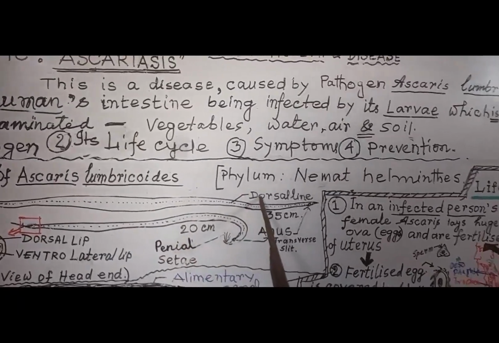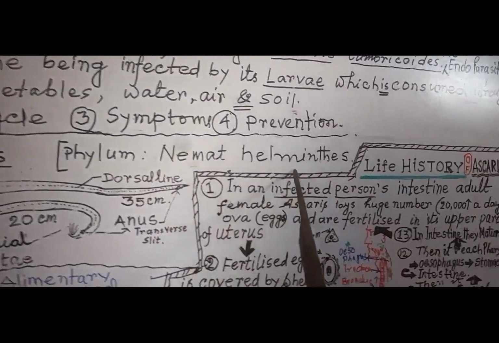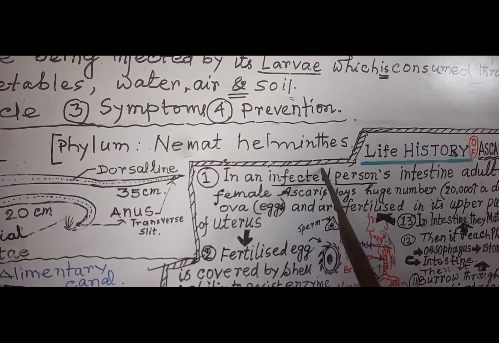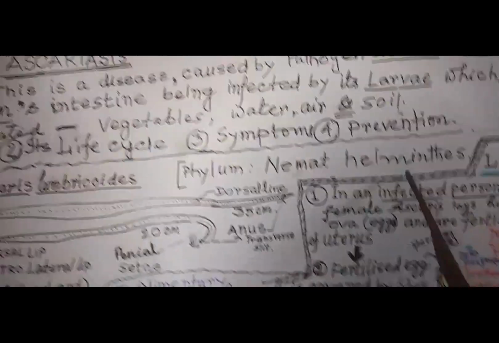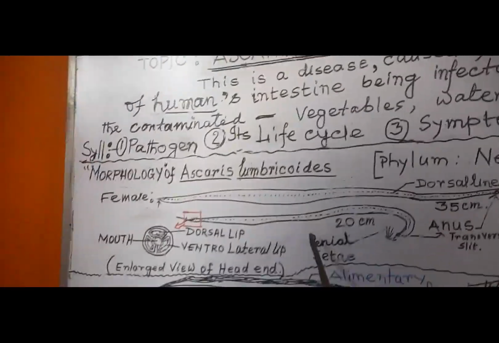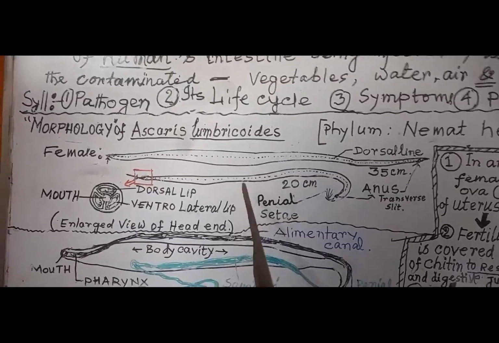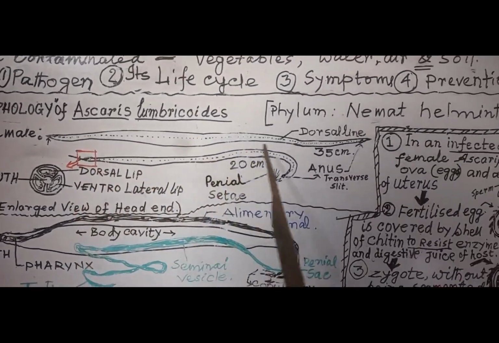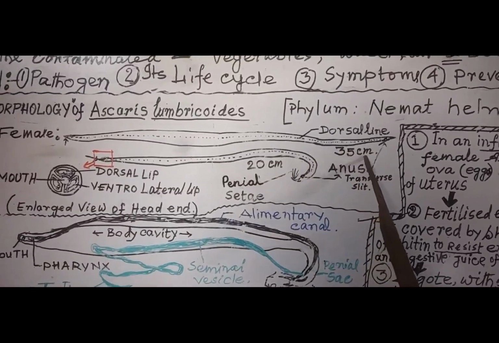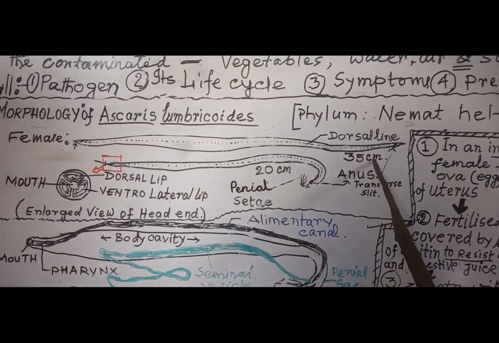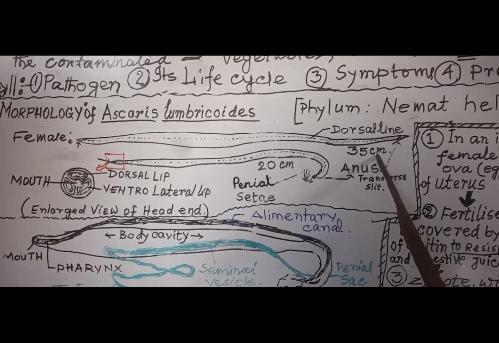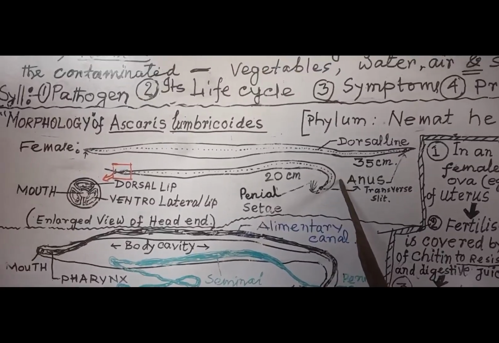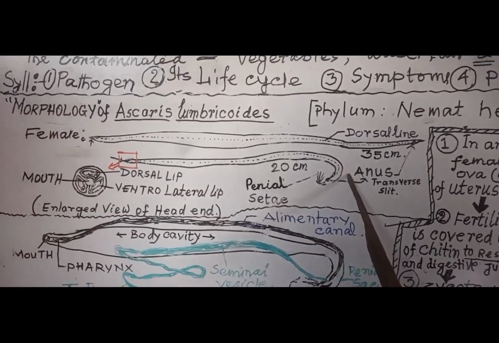It is included in the phylum Nemathelminthes, but its other name is Aschelminthes. The morphology of Ascaris lumbricoides is a worm-like structure that resembles the earthworm, but these are not earthworms. These are endoparasites present in the human intestine, as I said before.